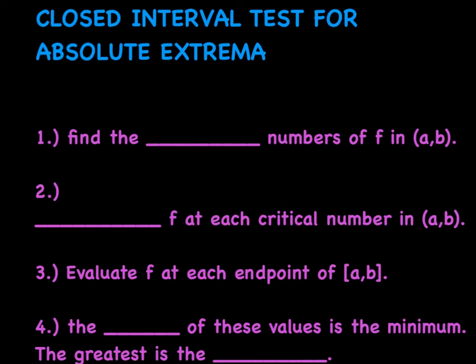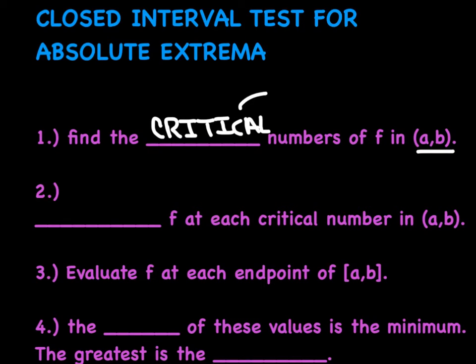We've gone over the first derivative test for relative extrema. We did the second derivative test for relative extrema. And now we've got the closed interval test for absolute extrema. And basically the closed interval test is just a fancy name for making a table of values. But here we go. I want you to first find all of the critical numbers within the open interval from a to b.